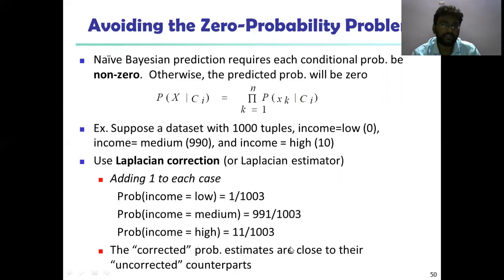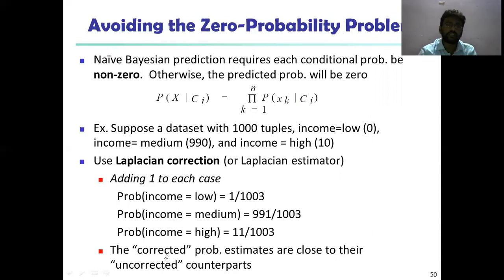Now we calculate the probability values. The probability of income equal to low is 1 by 1003. The probability of income equal to medium is 991 by 1003. And the probability of income equal to high is 11 by 1003. Here low is 0, medium is 990, and high is 10, and we add 1 to each tuple count, so low has 1, medium 991, and high 11. So the corrected probability estimates are close to their uncorrected counterparts. By using this, we are avoiding the zero probability problem.